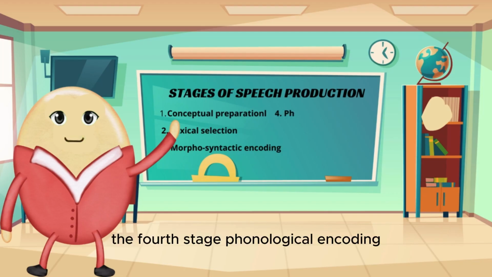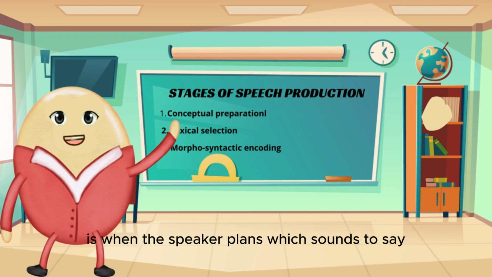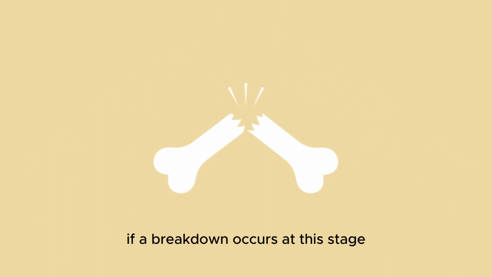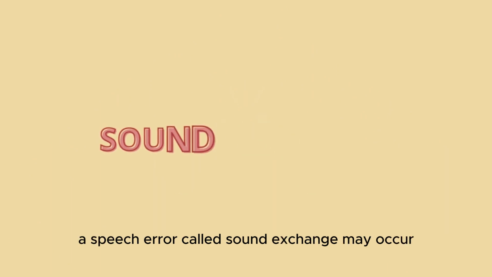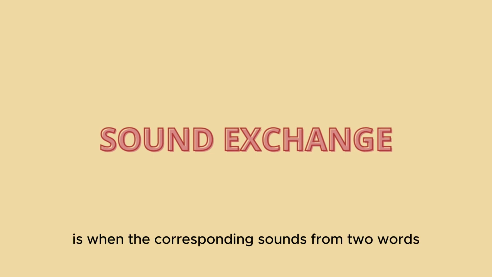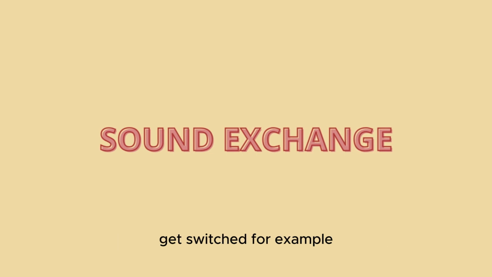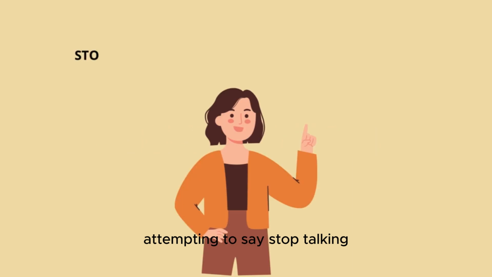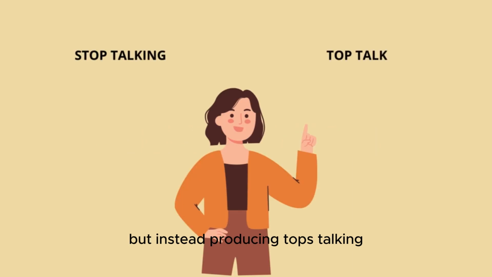The fourth stage, phonological encoding, is when the speaker plans which sounds to say. If a breakdown occurs at this stage, a speech error called sound exchange may occur. A sound exchange is when the corresponding sounds from two words get switched. For example, attempting to say, "stop talking," but instead producing "top stalking."